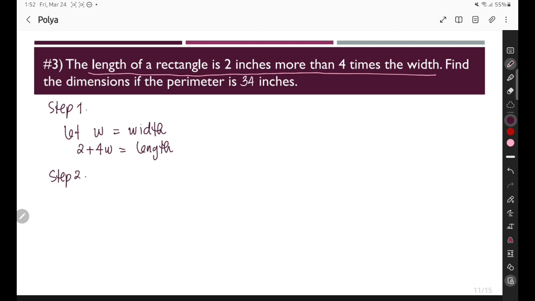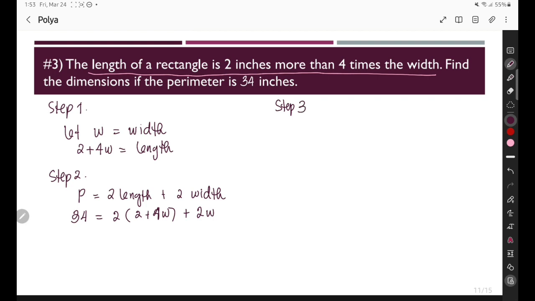it's given that we have the perimeter, but to solve for the perimeter of a rectangle, we have twice the length plus twice the width. So that means we have 34 is equal to 2 times (2 plus 4w) plus 2w. So there we have our equation. And then for step 3, we will try to solve the equation.